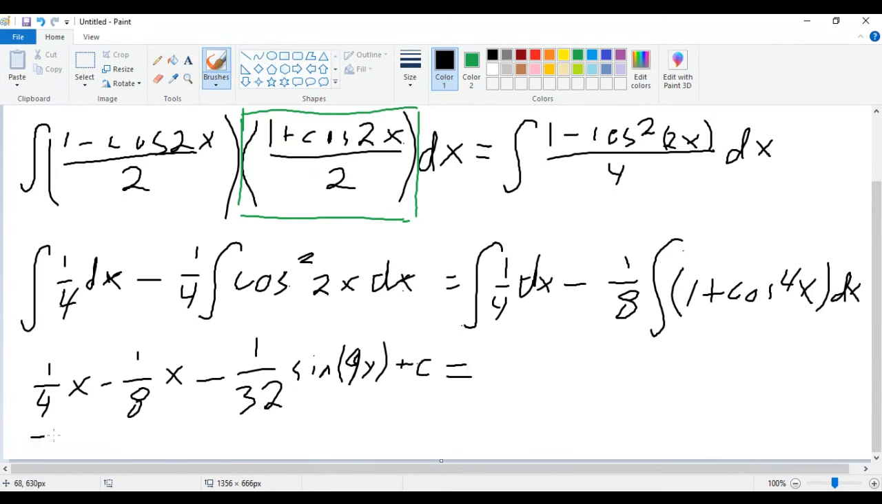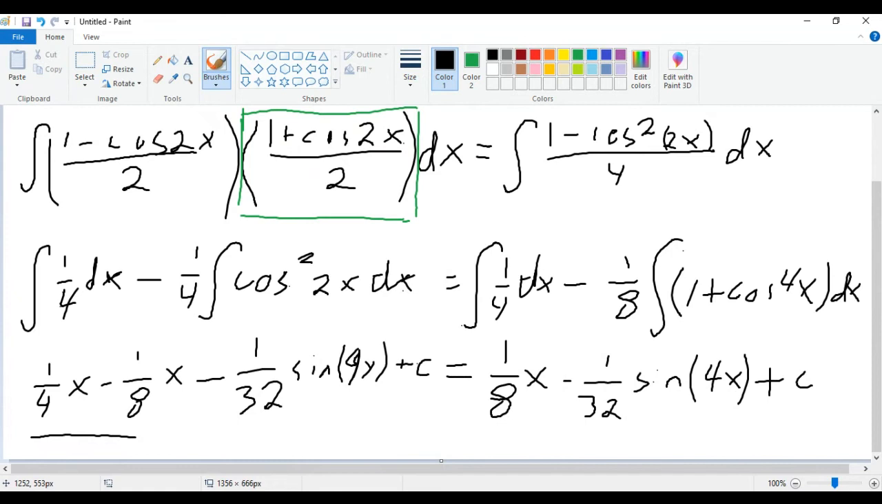So then we simplify these first two terms, and we're left with 1 over 8 x minus 1 over 32 sine of 4x plus c. Any questions?